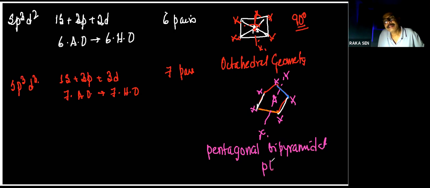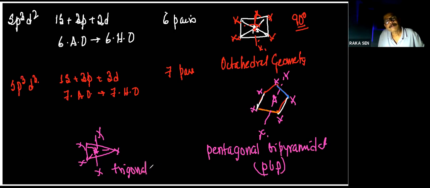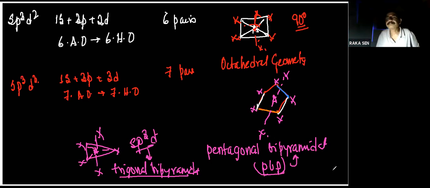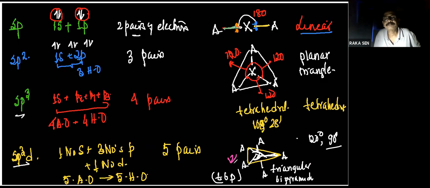In short, PBP. And we did trigonal bipyramidal earlier. Like this: X, this is A, X, X, X. Out here there was X, and the other one out here. This has how many edges? 3. Trigonal bipyramidal. What was the hybridization? sp3d. So sp3d gives you trigonal bipyramidal, and sp3d3 gives pentagonal bipyramidal. This is what we have done.